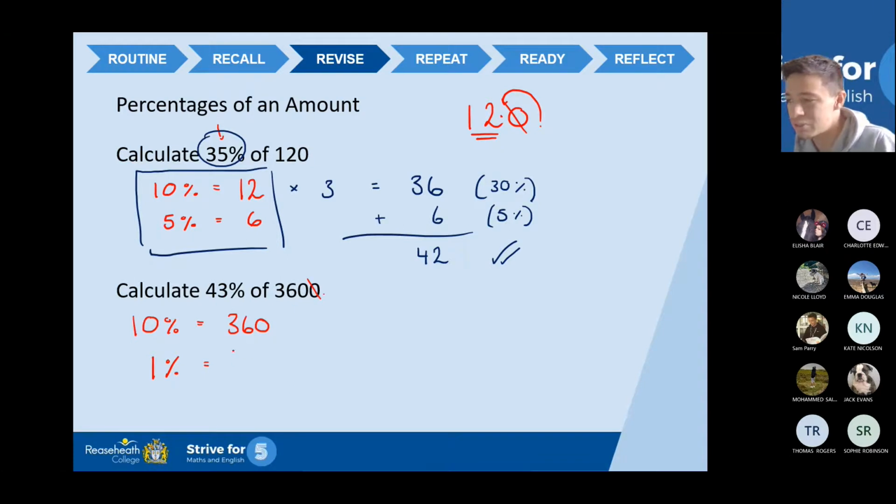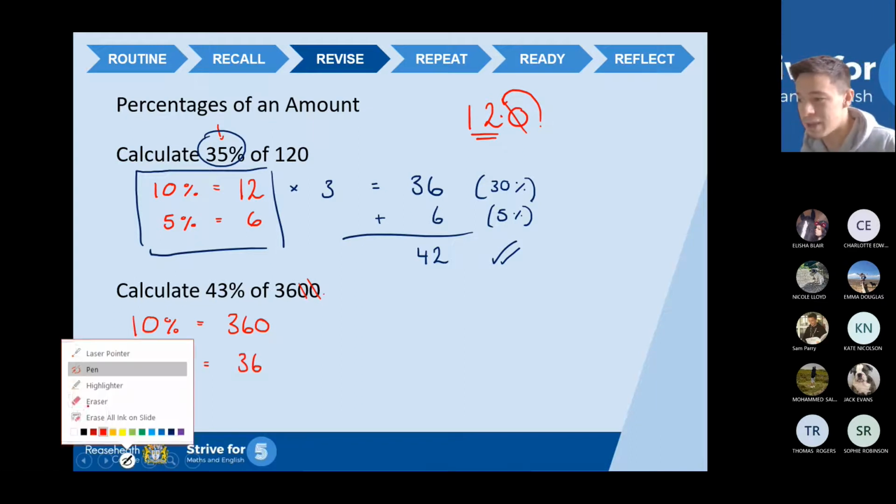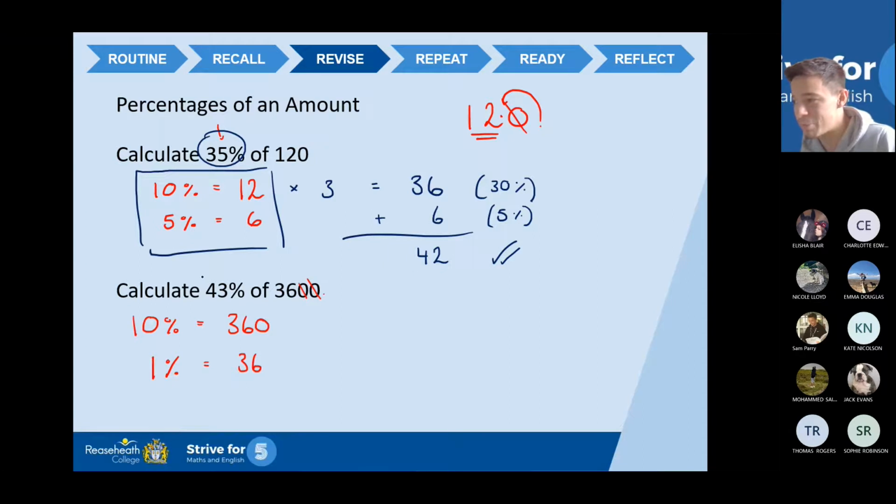Okay, so what do I need to do? Well, I need to divide it by 100, which essentially involves moving the decimal point 2 places in, which gets rid of that second 0. So 1% is going to be 36. Now I've got those values, I can then build that up to give me my percentage, which is 43%.